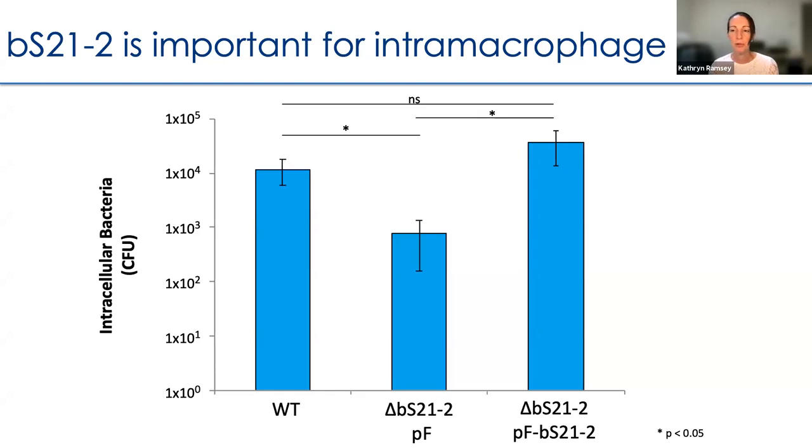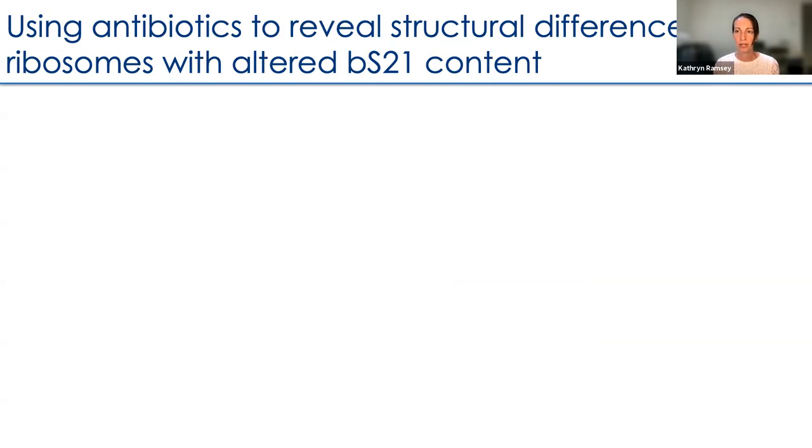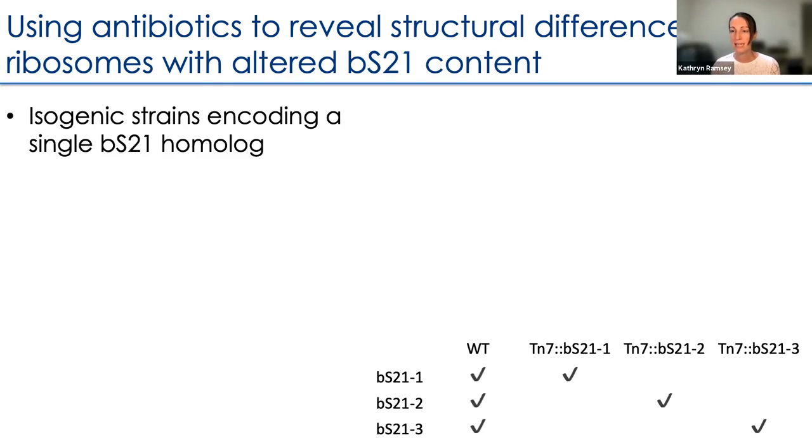And so we want to use some chemical biology in order to probe the structure of ribosomes with different BS21 content. And so we're quite lucky because there are lots and lots of antibiotics that target the ribosome. And so we can use antibiotic sensitivity as a proxy for understanding how different ribosomes between different cells might be. And so first we have to have some strains that are homogeneous for BS21 content. So we created these strains.